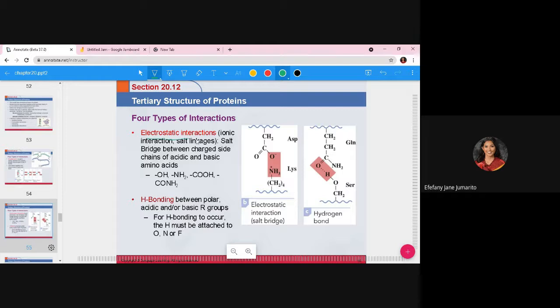Now we have also the electrostatic interactions. We have the ionic interaction or salt linkages. Salt bridge: charged side chains of acidic and basic amino acids. Okay, so we have this one, the basic, and then your acidic. Now, if that links to bond together, that is by electrostatic interaction. Now, we also have H bonding, just like in your secondary. Your hydrogen bonding is between the polar acidic or the basic group. Okay, we have this one.